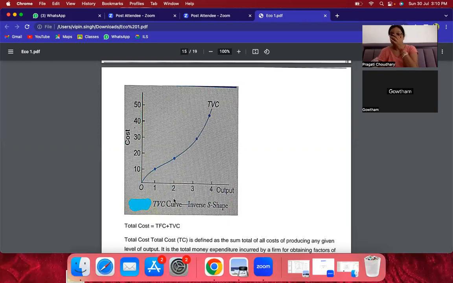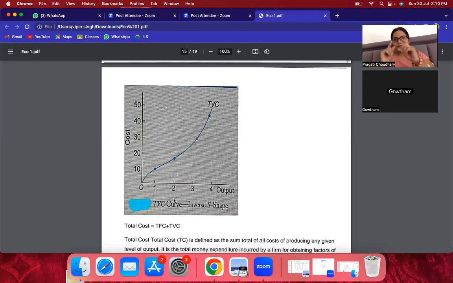Why won't it start with zero? TFC और TC क्यों जीरो से स्टार्ट नहीं होगा? Gautam, I'm asking. Fixed cost और total cost कभी भी जीरो से स्टार्ट नहीं होगा, because there's actually an initial cost whenever you start the production.